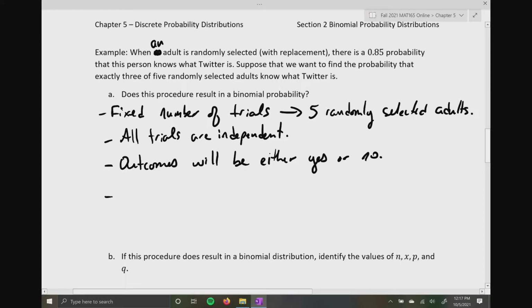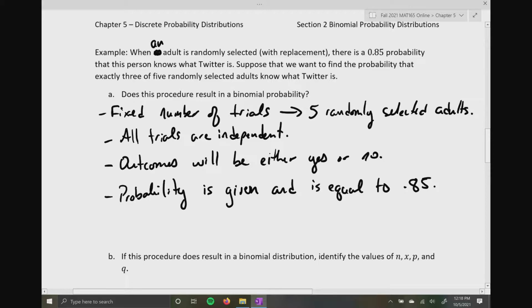And then the last one, we know what the probability of success here is. There is a 0.85 chance that that person knows what Twitter is. So the probability of success is given and is equal to 0.85. So answering question A, does this procedure result in a binomial probability? The answer is yes.